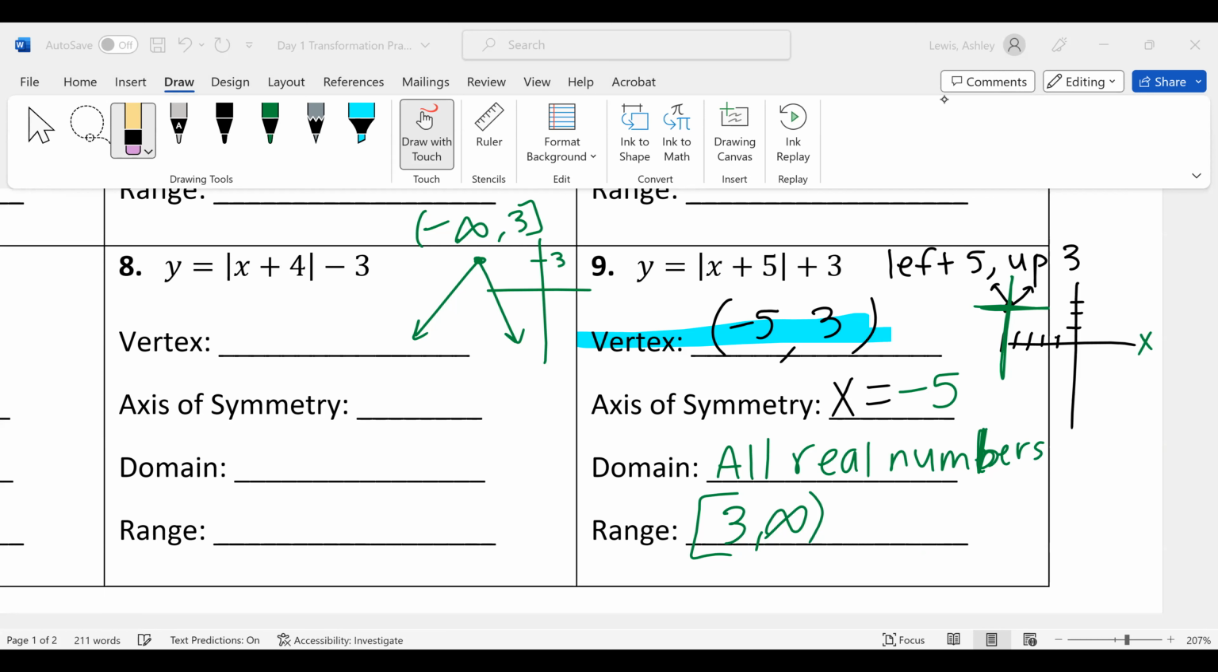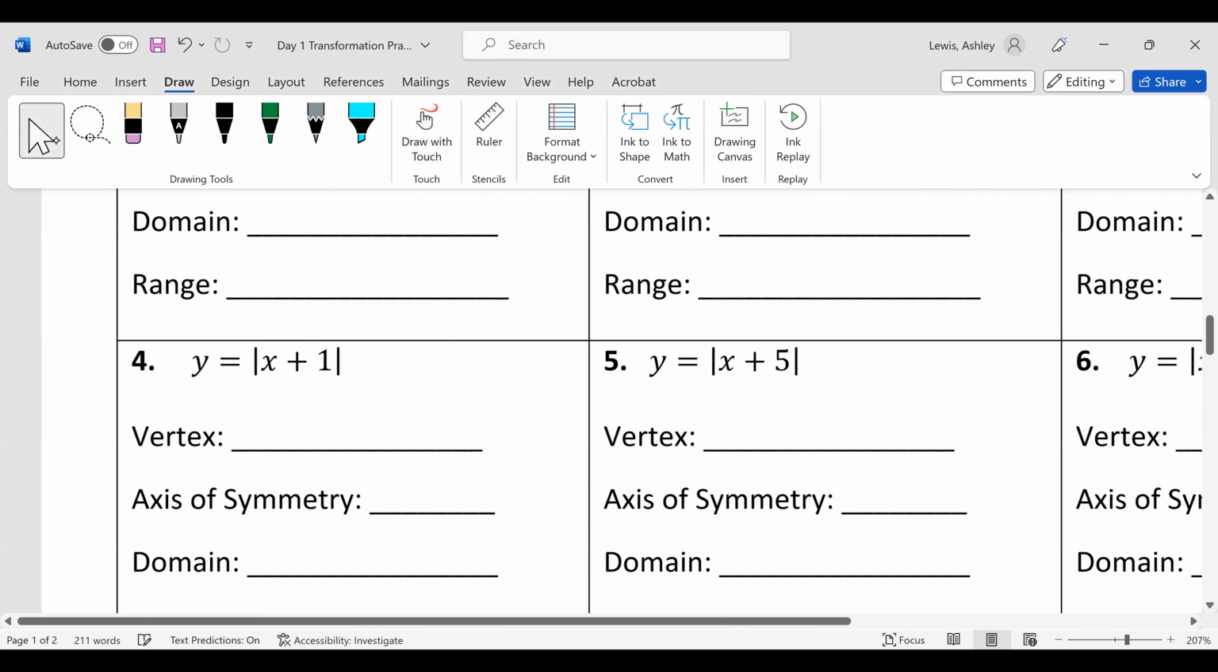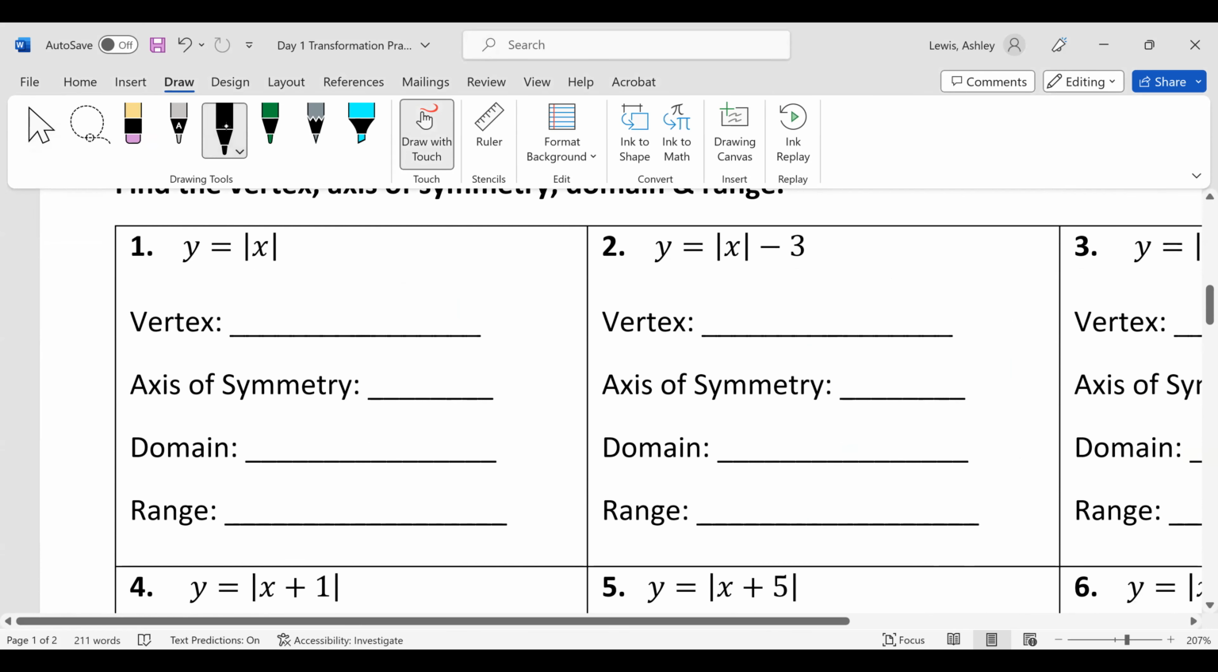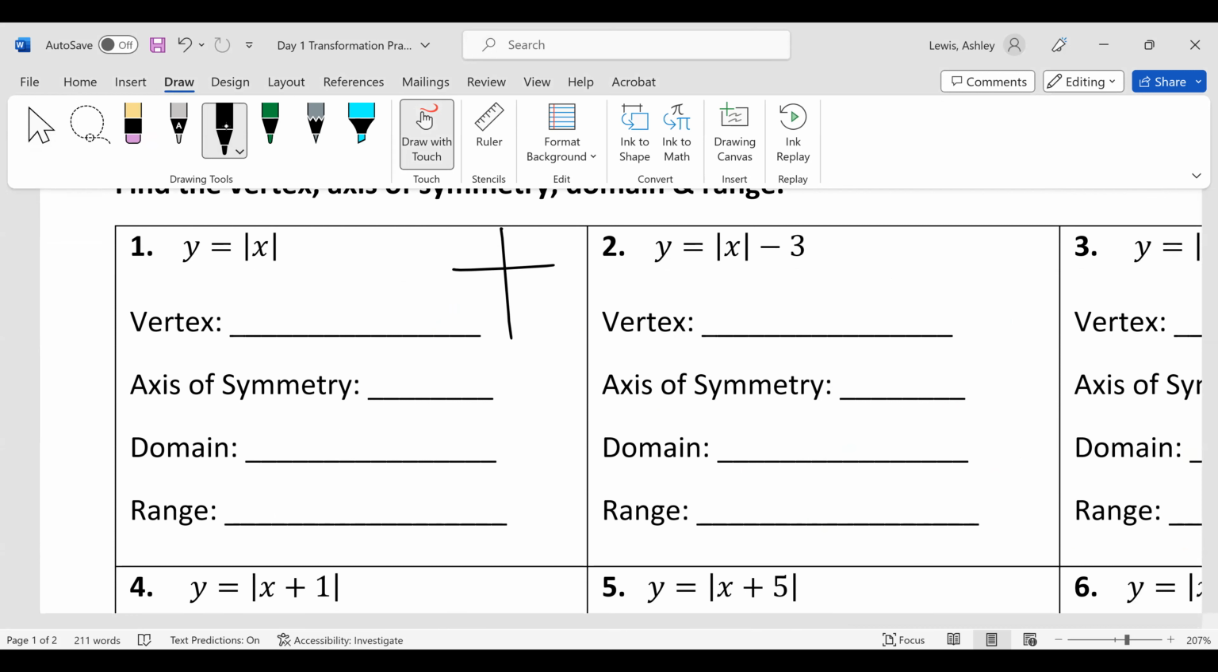Okay, number 1 was requested. Let's do number 1. Oh, this is the parent function. This is the one we did in your notes. Did it go left or right? Do you see anything in here? Did it go left or right? Nope. Did it go up or down? So it just stayed right here at the center. So your vertex is just 0, 0.